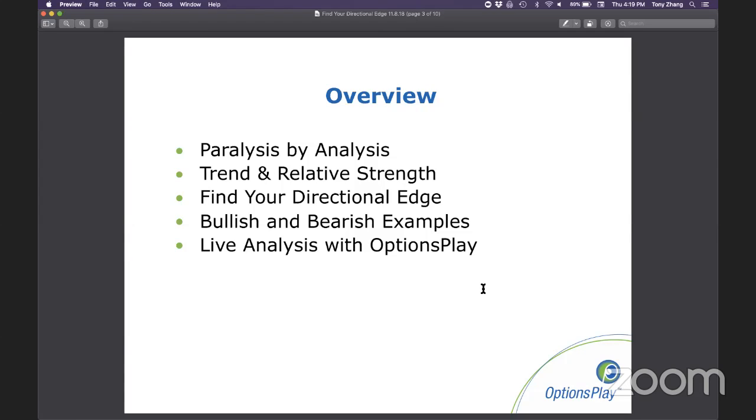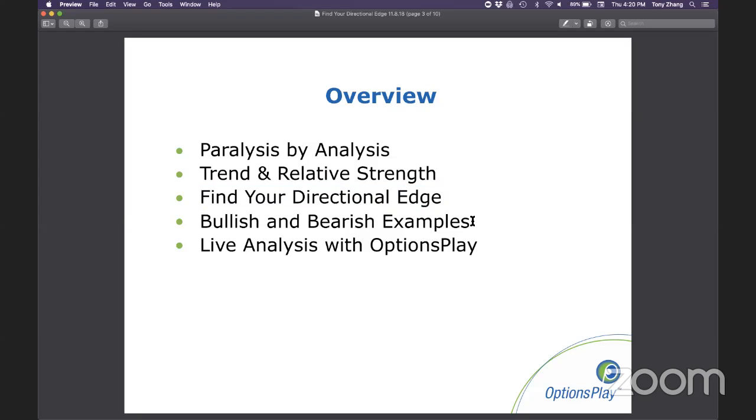Then I'm going to introduce two indicators that are going to help you cut through some of this noise. That's where trend and relative strength come in. So I'm going to describe what trend is, what relative strength is, how you measure both, and then more importantly, provide a framework between these two indicators alone to give you a sense for finding a directional edge using trend and relative strength.